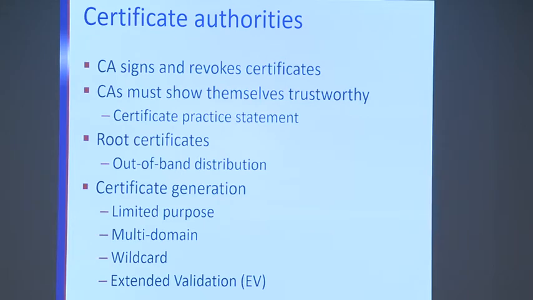The way that we set up the certificates can be different ways. We have limited purpose. We only want you to use this certificate for a certain thing. We're validating your emails, that's it. Could be multi-domain. It could be that I've got www.microsoft.com. I've got mail.microsoft.com. I've got updates.microsoft.com. I have all these different domains, all owned by Microsoft.